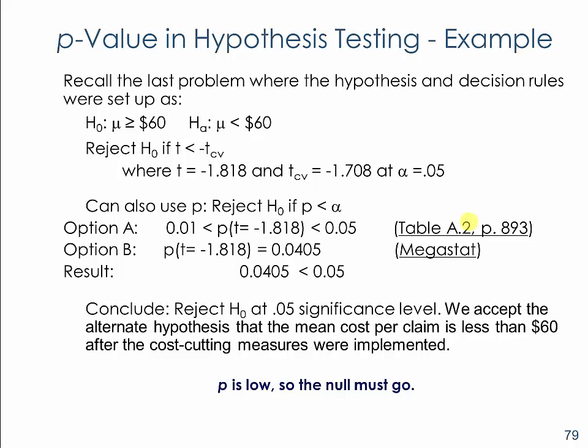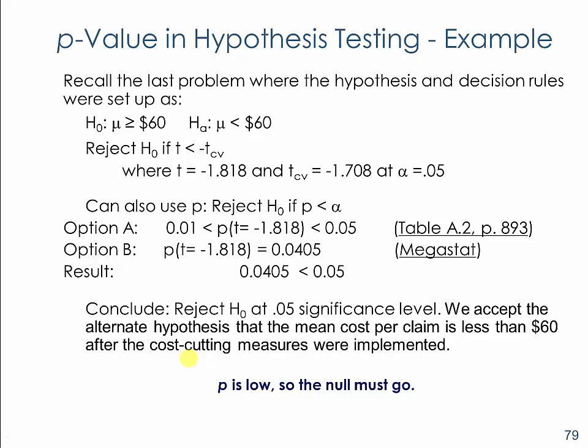Doesn't really help us much when we're trying to see about rejecting. Our decision rule is to reject it if the p-value is less than our alpha, and our alpha is 0.05. So option B is to go into Megastat, and we can calculate our p-value in Megastat, and we come out with a 0.0405. Since the 0.0405 is lower than the 0.05, then we reject the null hypothesis at the 0.05 significance level. The p is low, so the null must go. And we accept the alternate hypothesis that the mean cost per claim is less than $60 after the cost-cutting measures were implemented.